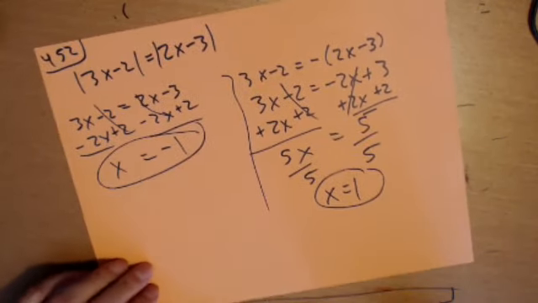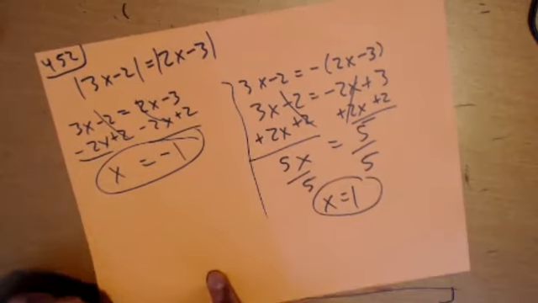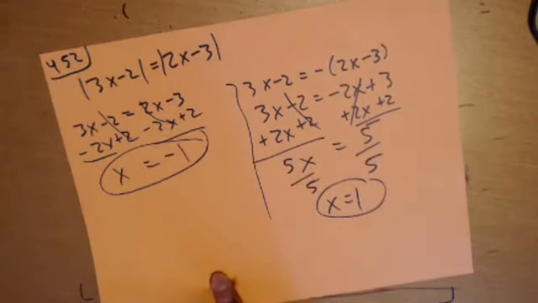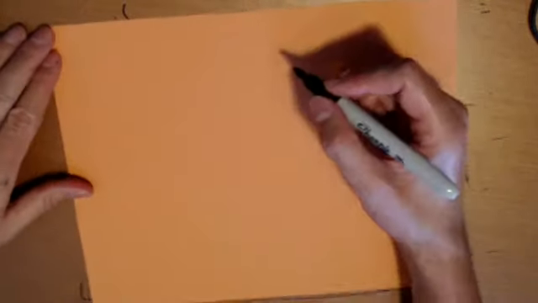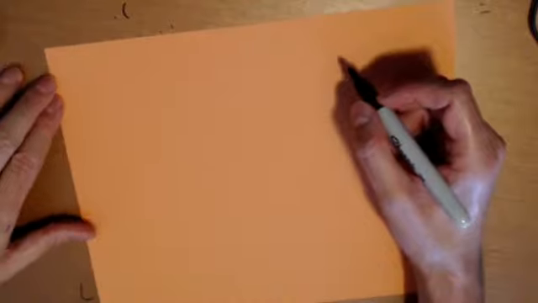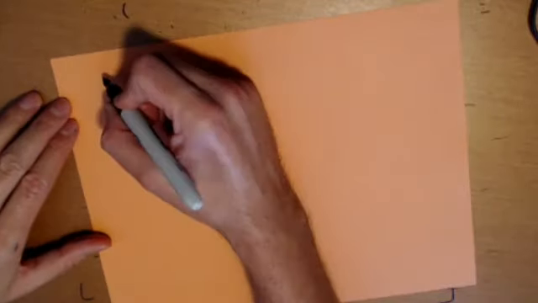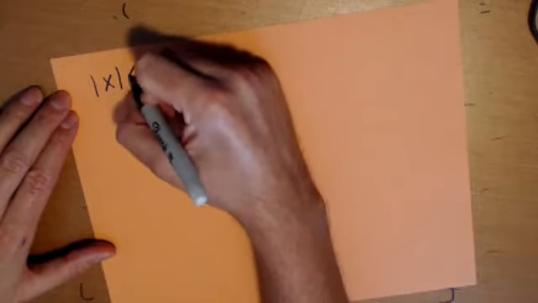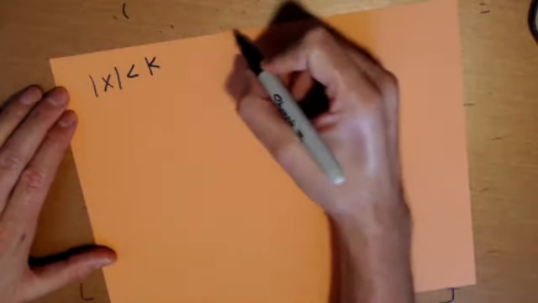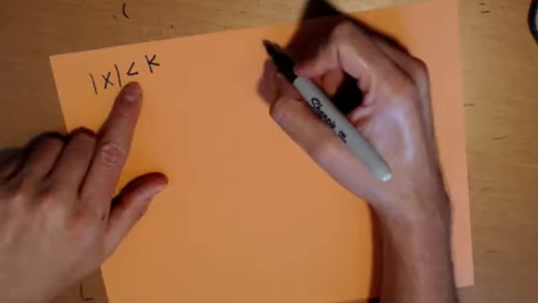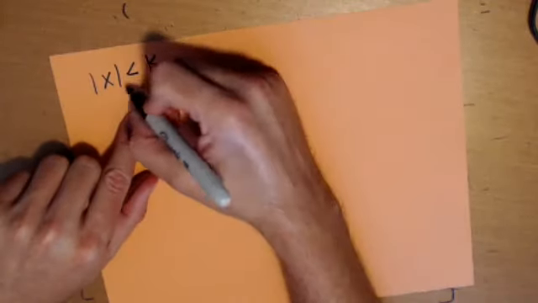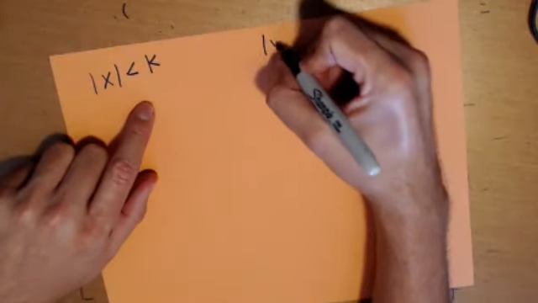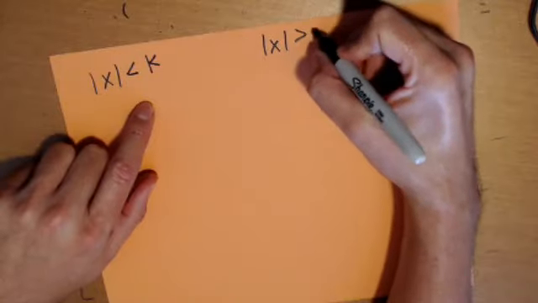We ready for inequalities with absolute values? Inequalities with absolute values. Okay. Here, let me just write the rule for the inequalities. Let's say we have absolute value of x is less than k. So it's either going to be less than, you can put an equal, less than or equal, it doesn't matter. Or the absolute value of x is greater than k.